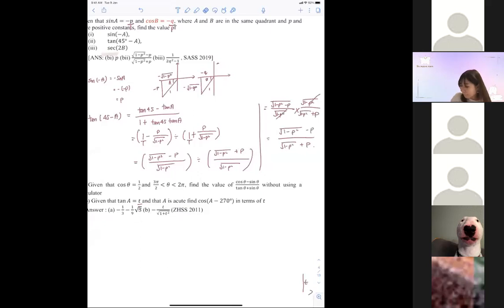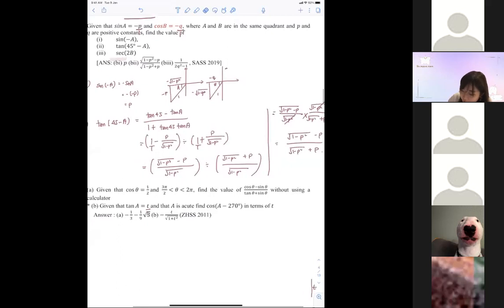Okay, how do you manage to get tangent A to become P over square root of 1 minus P squared? Use the triangle. So remember, tangent is opposite over adjacent, OA, this over this. And that's it. Okay, I never put the negative because negative cancels away.